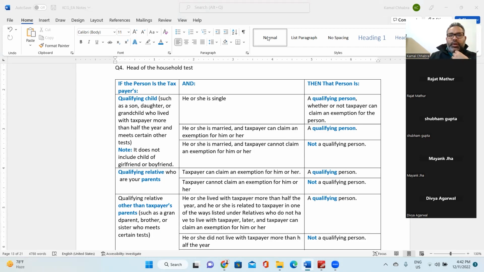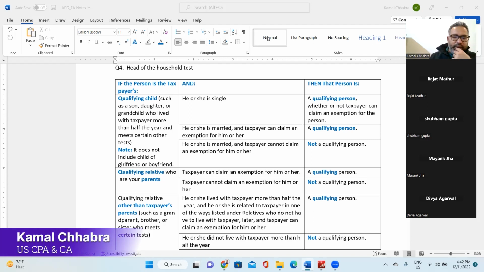For head of household, it should be your biological children or parents who are dependent on you. Got it. But if the spouse is not allowing the married filing jointly status and wants to separate their accounts, then in that case they'll go for head of household. Yes. Sorry, I said it wrong.